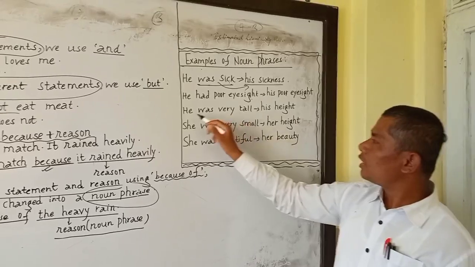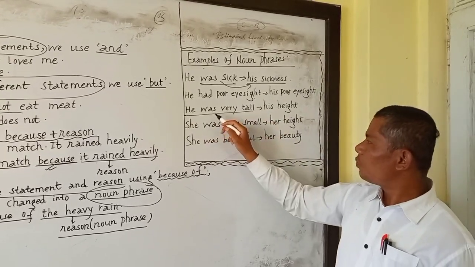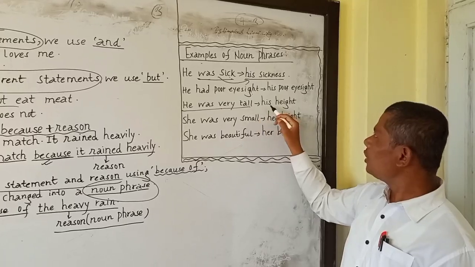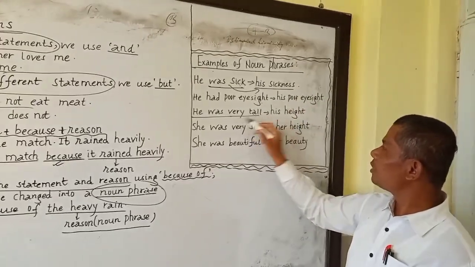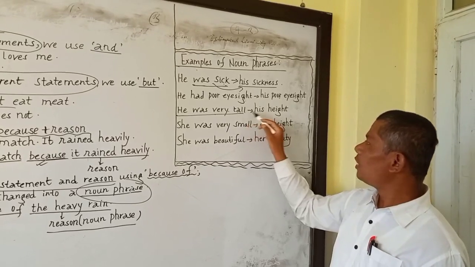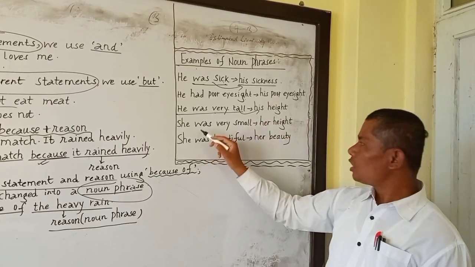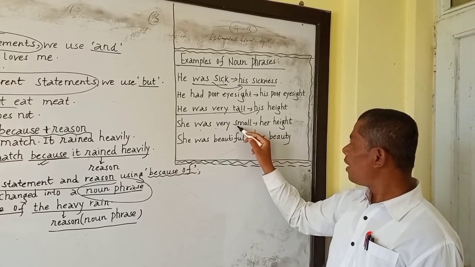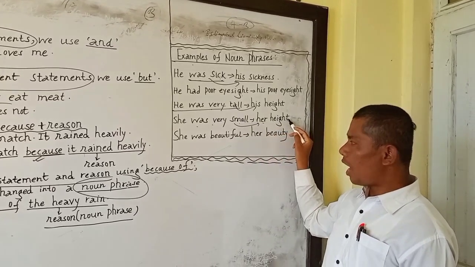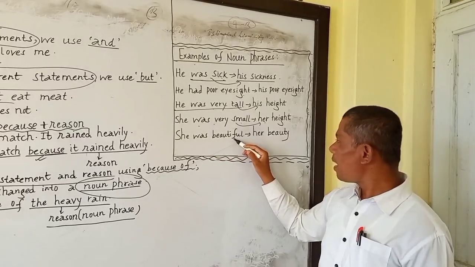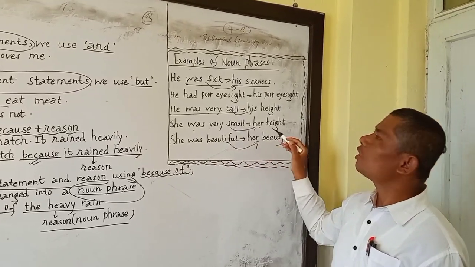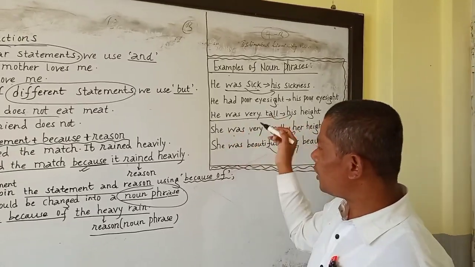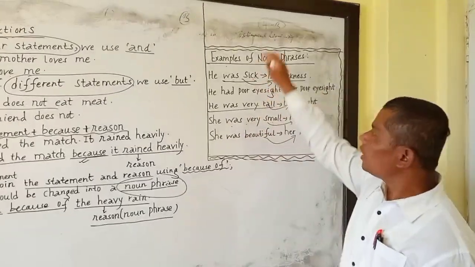Similarly, when we change this phrase into a noun phrase, he was very tall becomes his height. She was very small, and it becomes her height. She was beautiful, and it becomes her beauty. So we can change the reason into a noun phrase in this way.